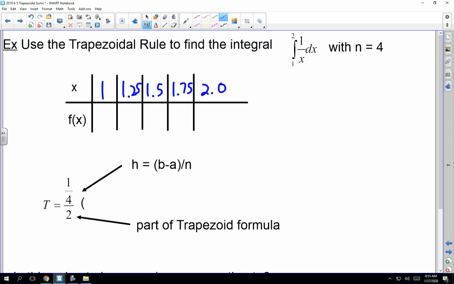So that would be y naught. Write it down here: y naught, y1, y2, y3, y4. And all of these in the middle will get doubled, according to the trapezoidal rule. Once again, typically you're using the trapezoidal approximation because we don't know the antiderivative. You might want to graph the thing and then just use values, or calculate values on your calculator.